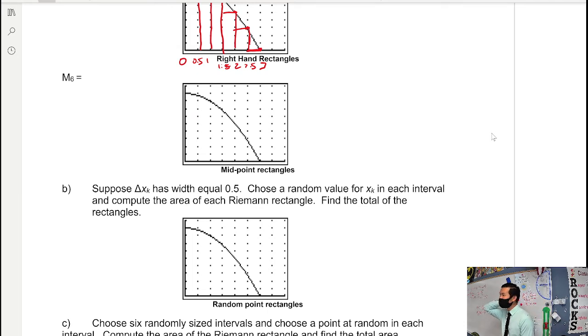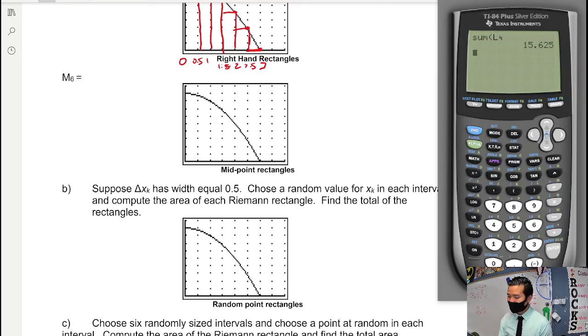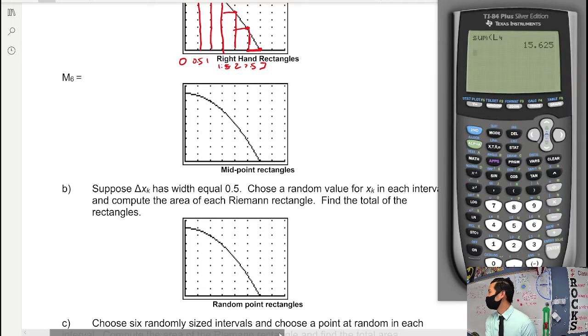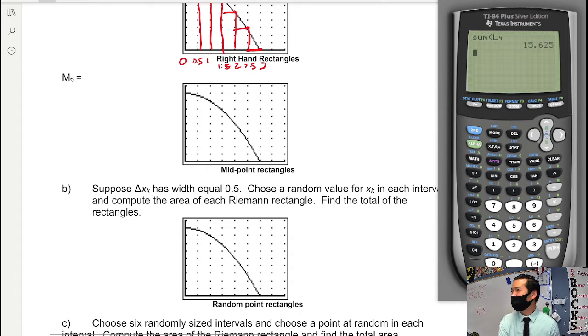Is the only way you can find sum through your calculator, or is sum just actually adding everything? Is sum just adding everything up? No, it's just adding everything up. Yeah, it's just adding everything in the list. It's just adding everything in the list for you.